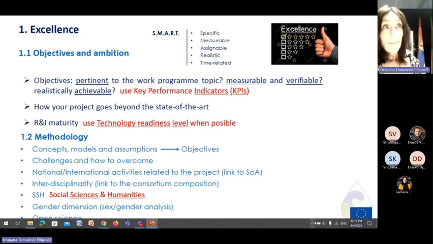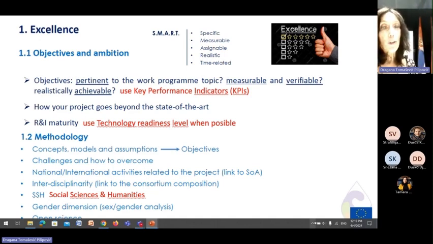Nobody is going to come and measure your impact. So if one of the performance indicators is how many people you will cure with a new medicine, or the percentage of reduction of CO2, nobody's going to come after the project to measure if this has been done. But the evaluator wants to see something realistic, something that makes sense, right? So, how your project goes beyond the state of the art. We talked about that. You have to find what other people have done and find the gap.